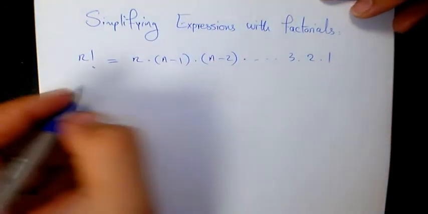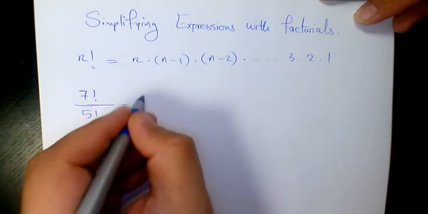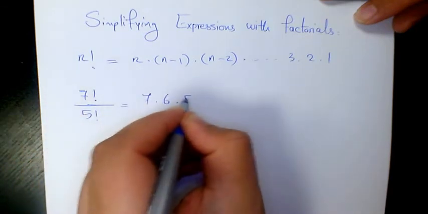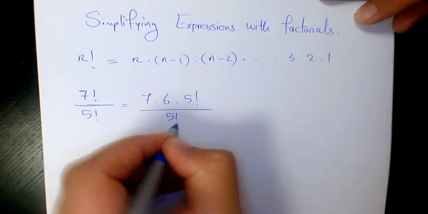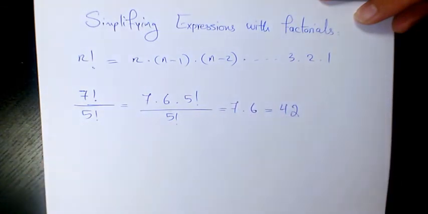So if somebody asks you what is 7 factorial over 5 factorial, you're going to say that's going to be equal to 7 times 6 times 5 factorial divided by 5 factorial. So 7 times 6 is going to be 42.